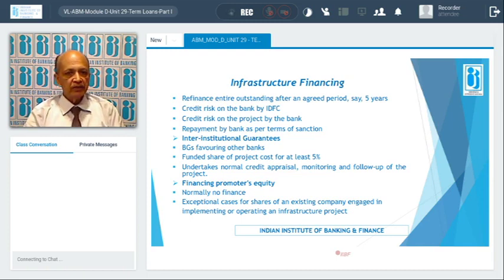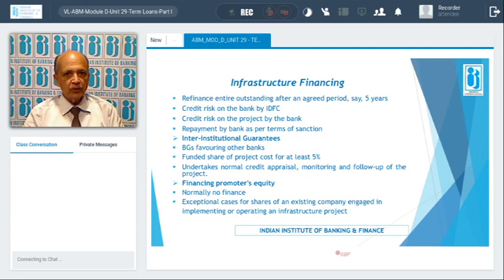Then another one is interinstitutional guarantees. Banks can issue guarantees in favor of other banks. Suppose one bank doesn't want to increase its exposure further; it can issue guarantees in favor of other banks, and based on the guarantees issued by the bank, the other bank will finance. But there is one condition: the issuing bank should have taken at least 5% funded exposure in the project cost. Only then can the guarantees be issued by the issuing bank. Not only that, they should undertake their normal credit appraisal, then monitoring and follow-up of the project.